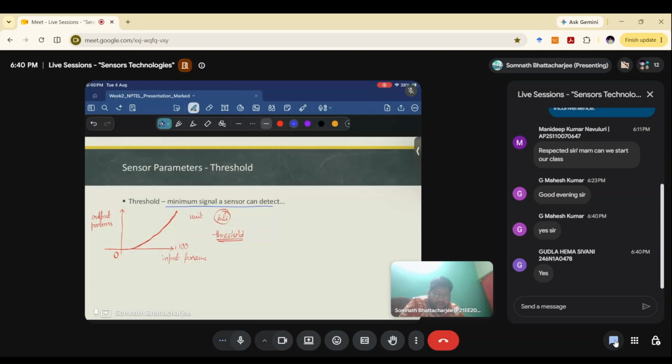So, after threshold, another parameter is called offset. Let's discuss the definition first: it is the output of a sensor without any applied input. So what does that mean? That even if we don't give the sensor an input, it already has an output, so that is offset. Already you have a problem with the output.